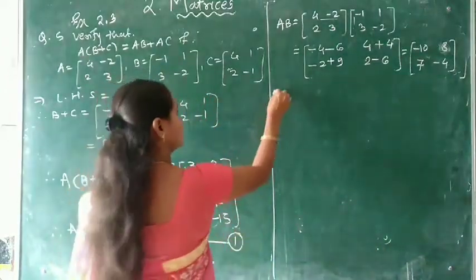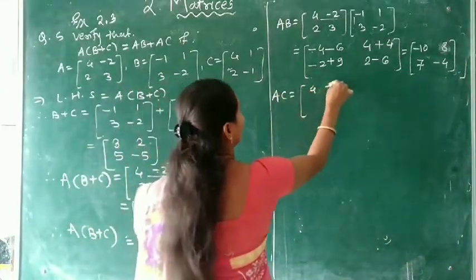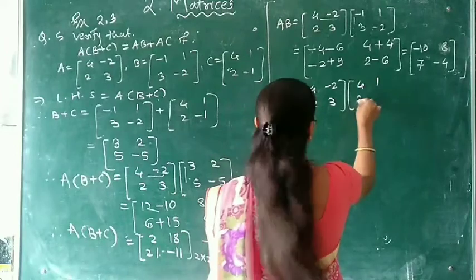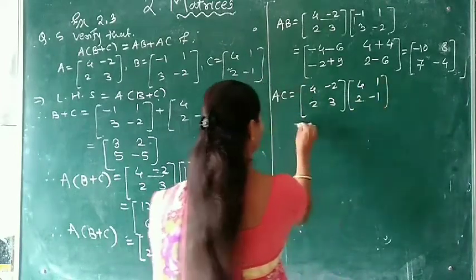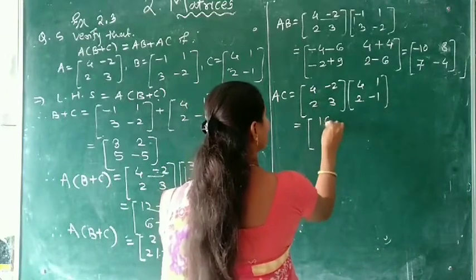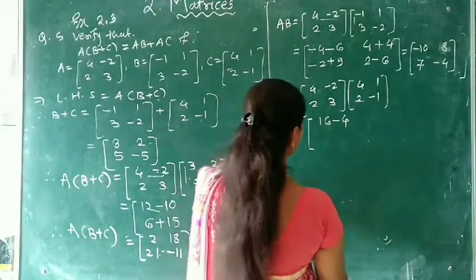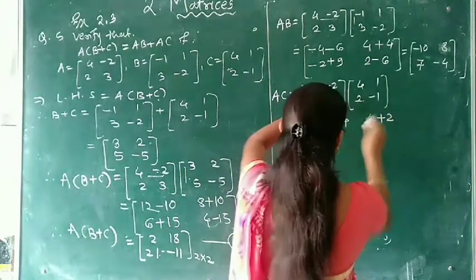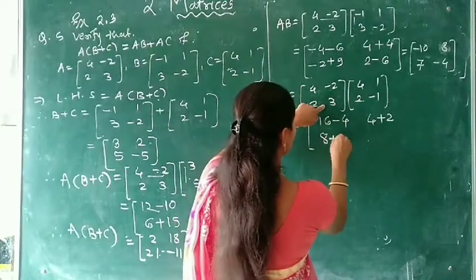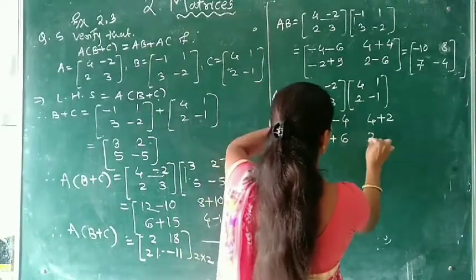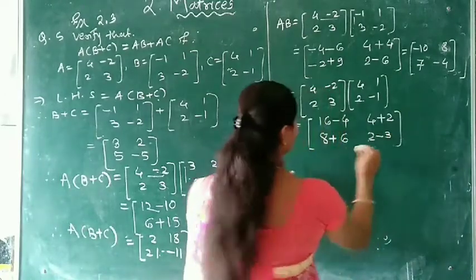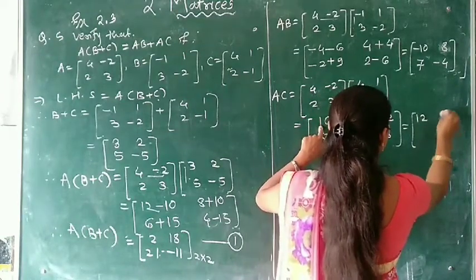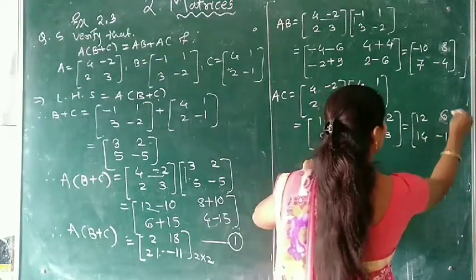Now find AC. A is [4 -2; 2 3] and C is [4 1; 2 -1]. 4 into 4, 16. Minus 2 into 2, 4. Next, 4 into 1, 4. Minus 2 into minus 1, that is plus 2. 2 into 4, 8. Plus 3 into 2, 6. 2 into 1, 2. 3 into minus 1, minus 3. Which is equal to 16 minus 4, that is 12. 4 plus 2, 6. 8 plus 6, 14. And it is minus 1.